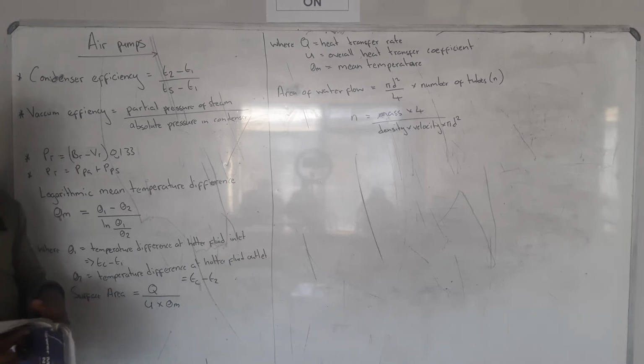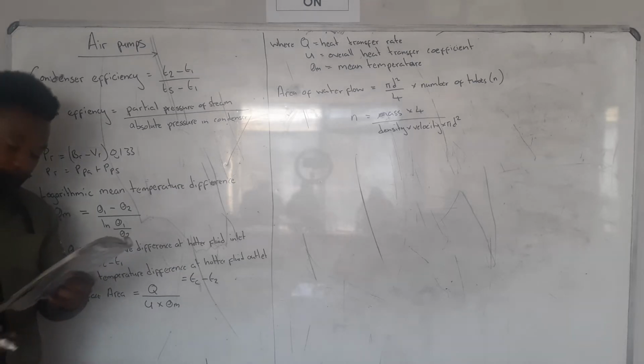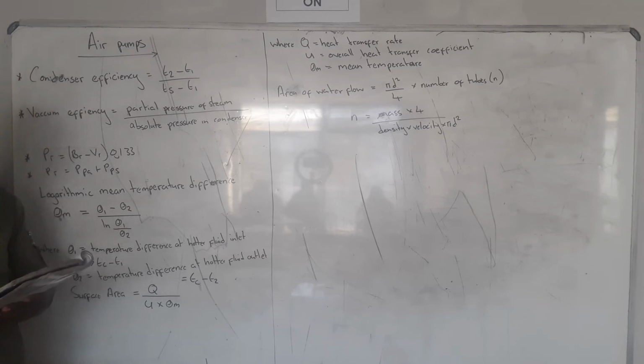Okay, example 11.5. We are all there? Okay. Let us write the given information. They're saying a surface condenser dealing with 25,000 kg steam per hour. So I'm given the mass of a steam which is given per hour.